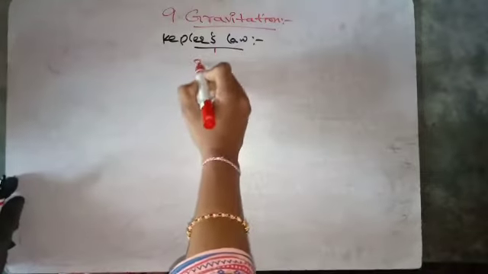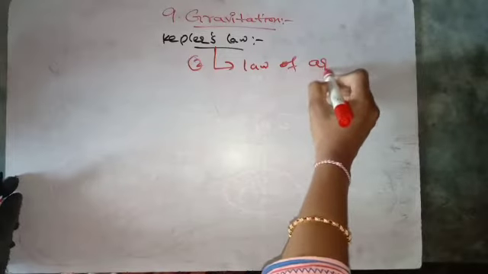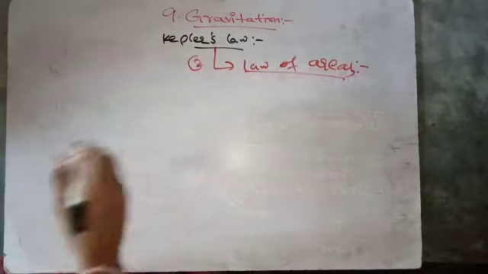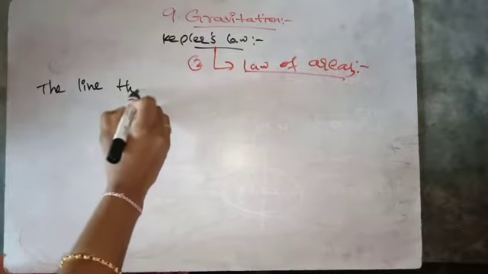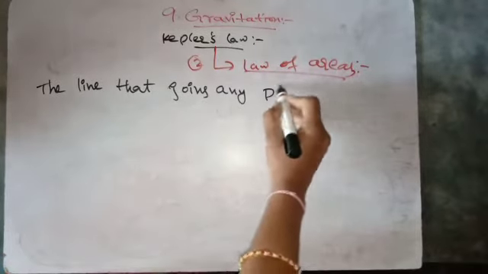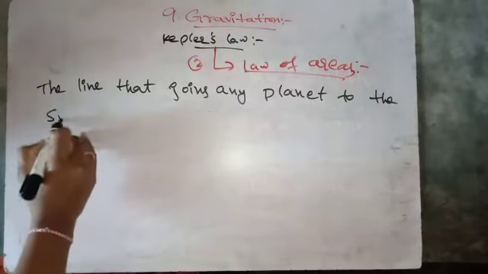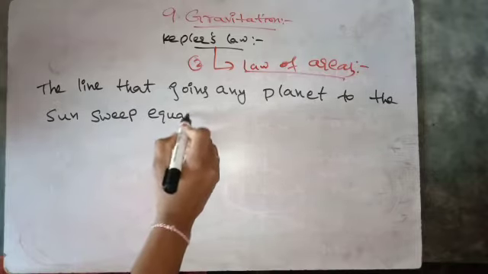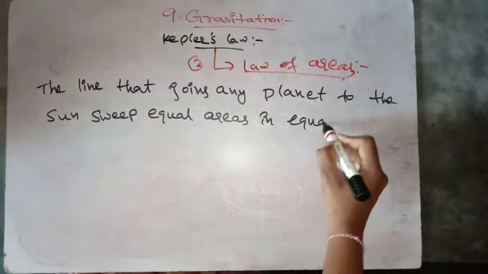Coming to the second law, Kepler's second law, the law of areas. This law is stated as: the line that joins any planet to the sun sweeps equal areas in equal intervals of time t.